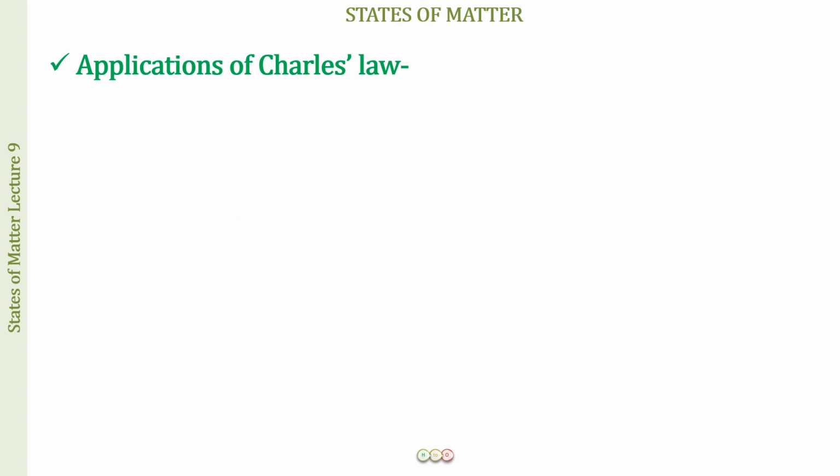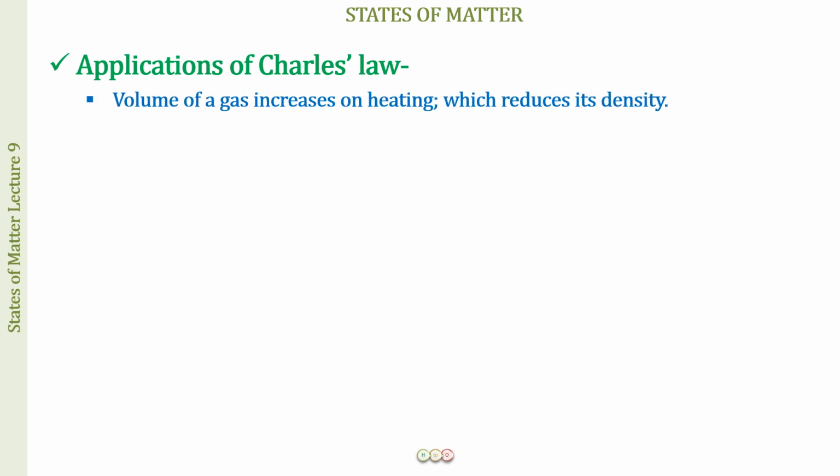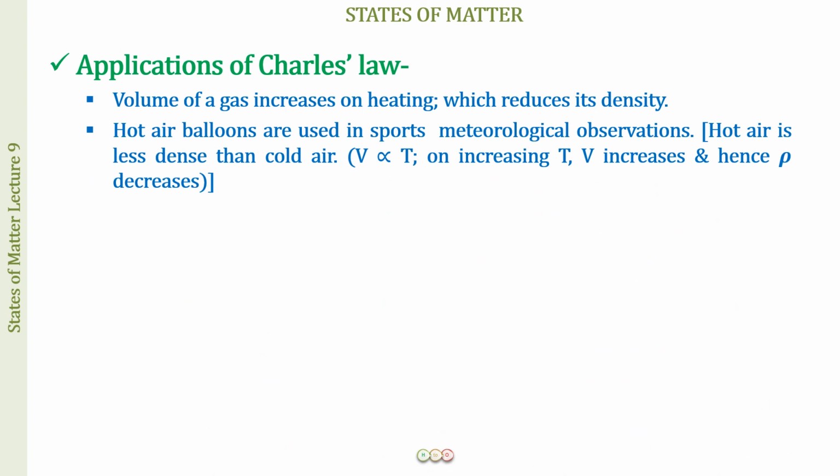So now, before I wind up the lecture, quickly telling you the applications of the Charles law, which you have actually learned also. The first is that the volume of the gas is going to increase on heating, which is going to reduce the density of the gas, and it is very important for one of the most important applications that you have learned, the hot air balloon. So the hot air balloons are used in sports and meteorological observations. And why are they used? Because hot air is less dense than cold air. Volume is directly proportional to temperature. On increasing the temperature, the volume is going to increase and the density is going to decrease.